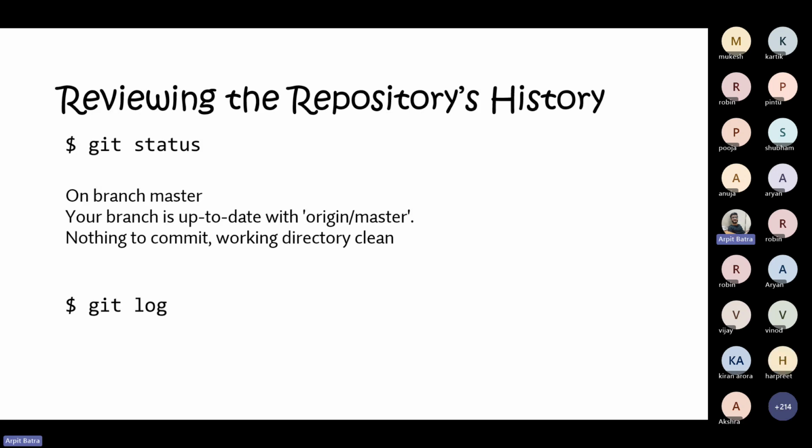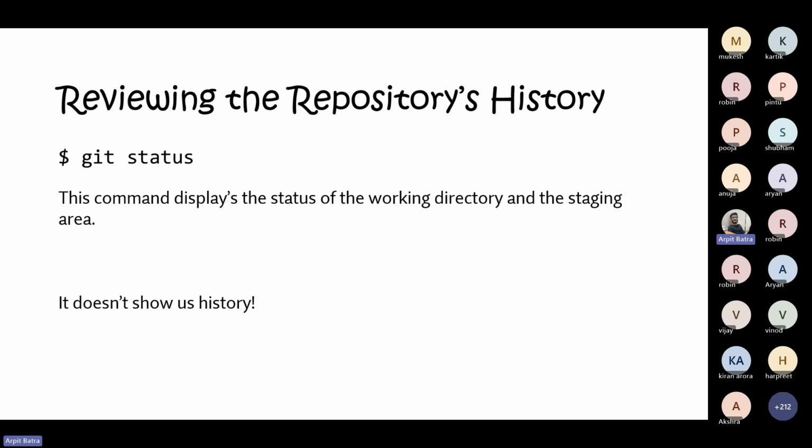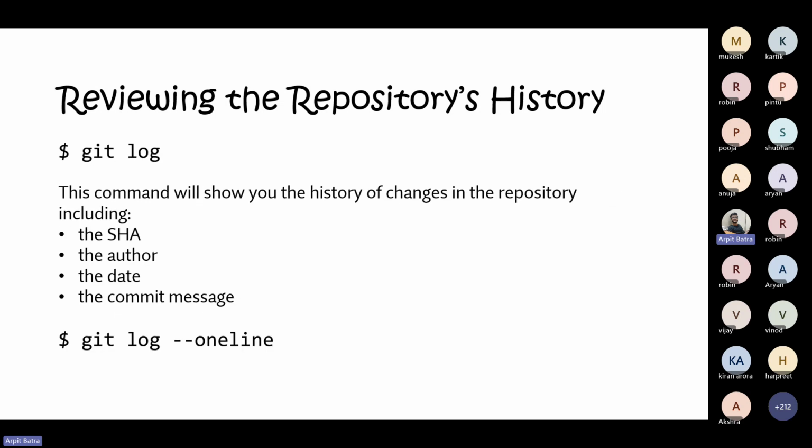Now we have reviewing the repository history. For reviewing the GitHub repository, we have to use git status. On branch master, your branch is up to date with origin master, nothing to commit, working directory clean, and we have git log. Now we go for reviewing, it's already completed. Yeah, git log. This command will show the history of changes, including the SHA, the author, the date. We already discussed these things.